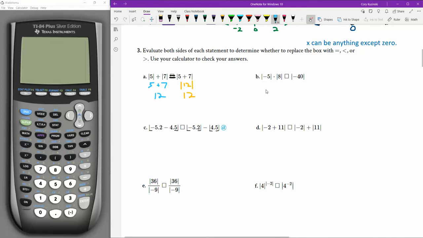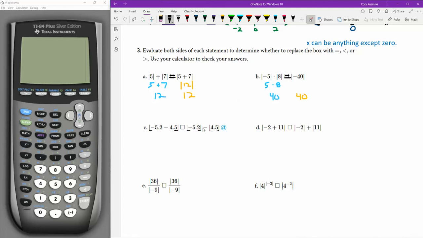All right, what about over here? The absolute value of -5 is 5. The absolute value of 8 is 8. We're going to multiply those two to get 40. Over here, all we're going to do is take the absolute value of -40, which is 40. And again, those are equal to each other.